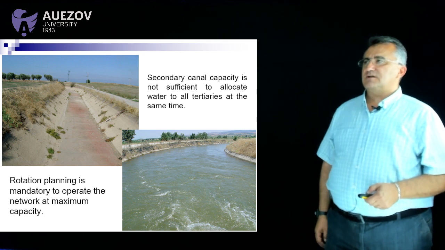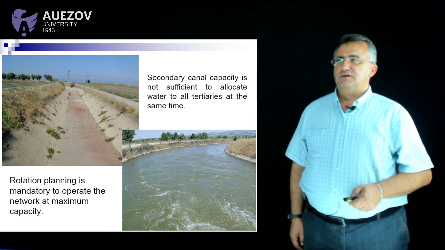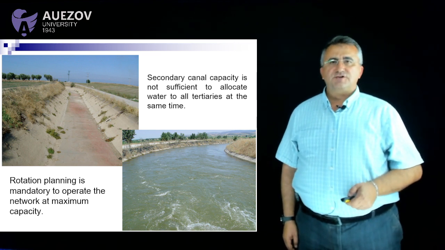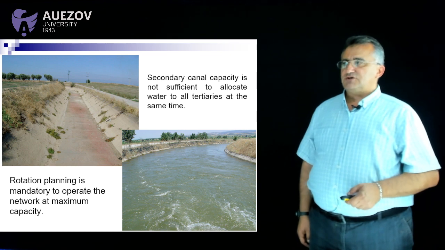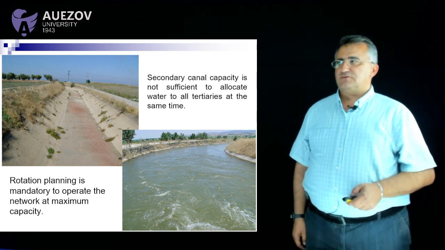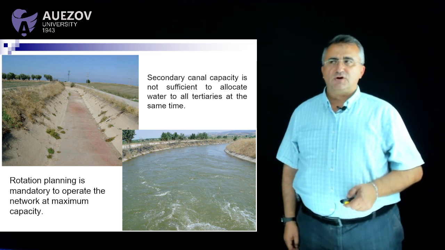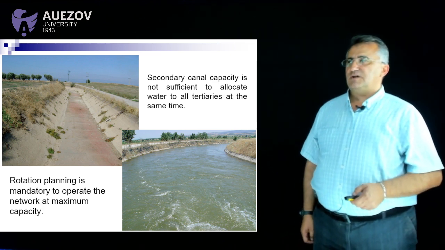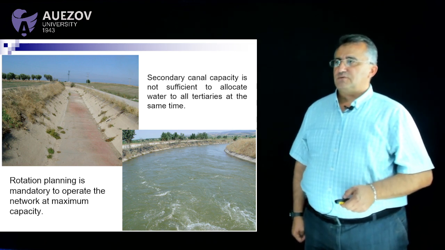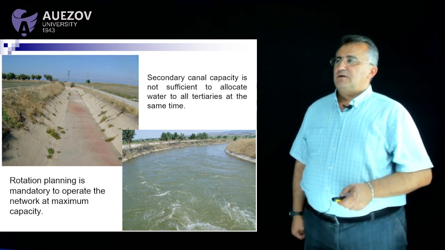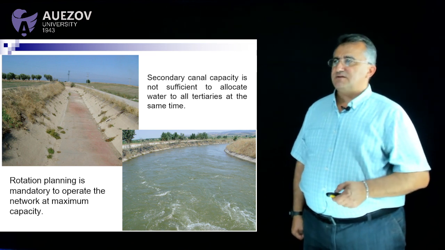Secondary canal capacity is not sufficient to allocate water to all tertiaries at the same time. So, rotation planning is mandatory to operate the network at maximum capacity. Here we can see the operating of the canals with maximum capacity in the right side view.